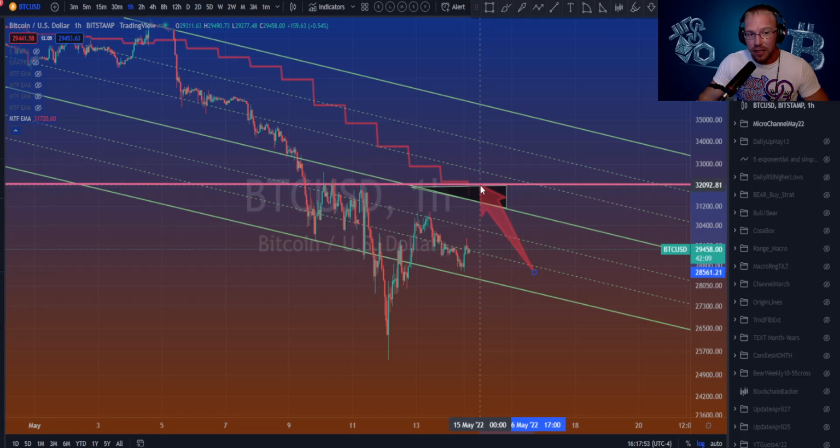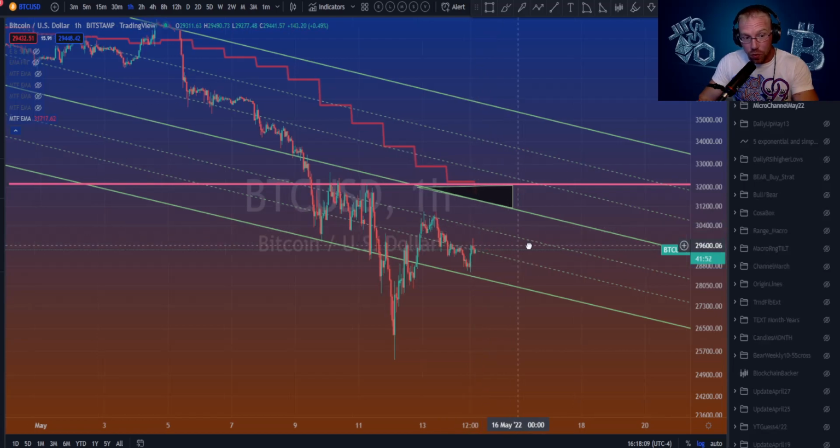I could see it easily testing this and potentially, but not statistically likely, to land on here and try to create a higher low to go up. However, I'm going to show you why I don't think that's necessarily probable, that it would get up here and stay up here without coming back down deep into this channel. And let me show you a couple reasons why.